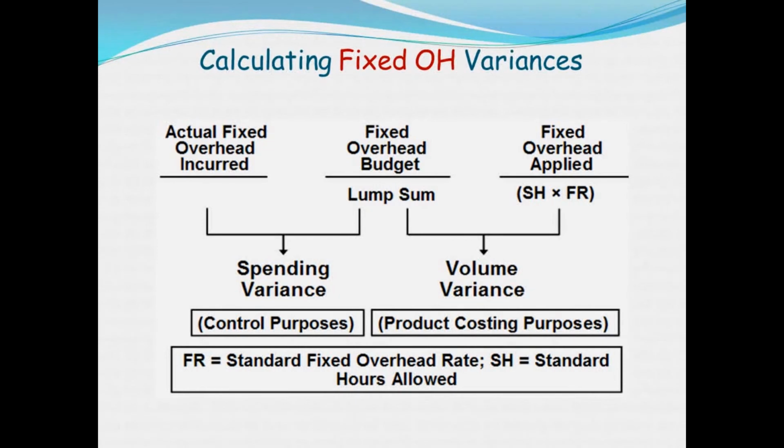This is where you underapply or overapply for cost accounting purposes. You might be able to use this spending variance in the same way you might be able to use it on the variable overhead side for control purposes, although it's a little bit obscure. This volume variance has only one purpose, and that's for getting your cost out, to make sure that if you've over or under applied, you get that application right.